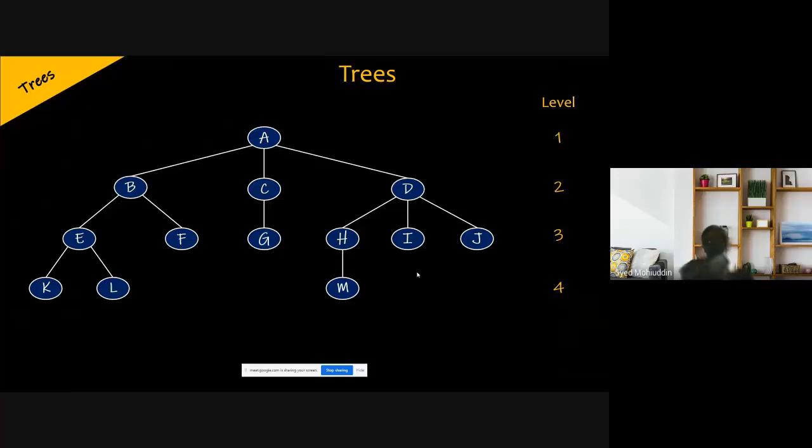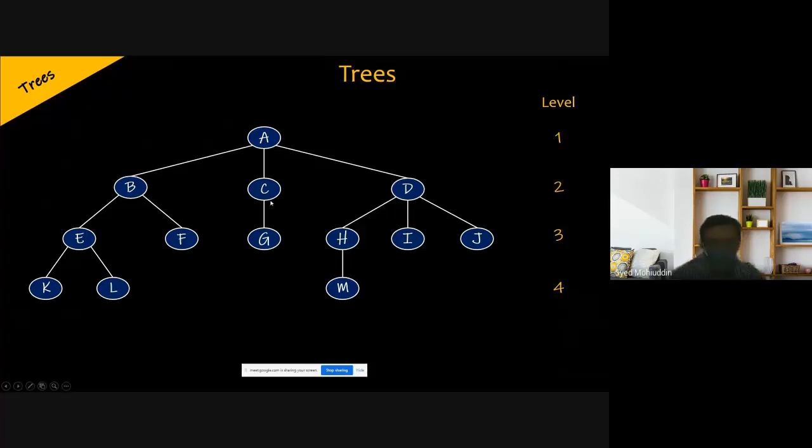But trees are non-linear data structures. There is no sequence as such. There is no before and after relationship. But here there is a hierarchical relationship. That is why it's called a non-linear data structure. The relationship here is not before and after, but above and below. It's a hierarchy, an above and below relationship.